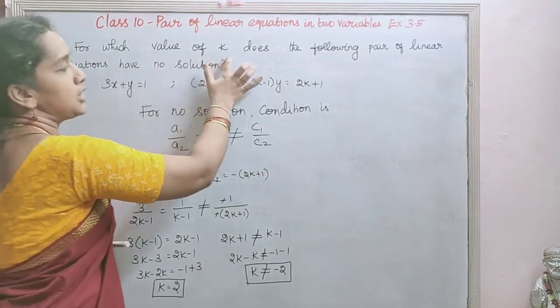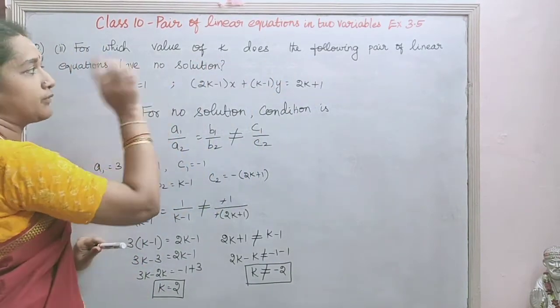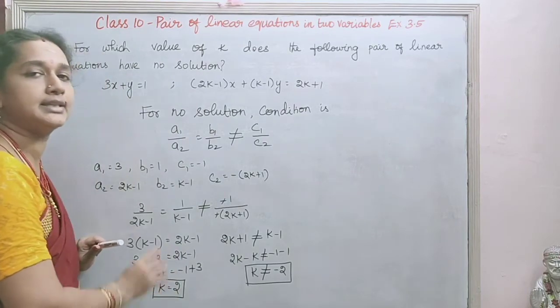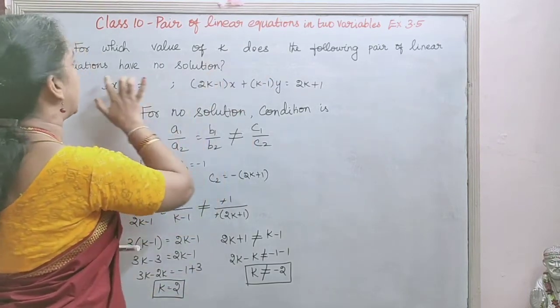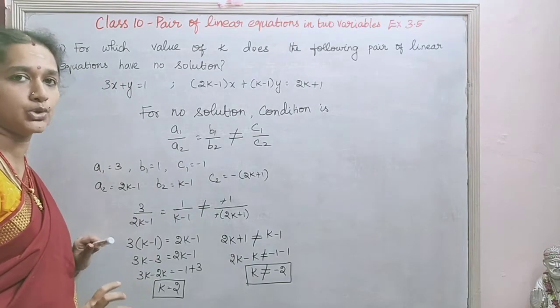So for what value of k does the following pair of linear equations have no solution? For k is equal to 2, the following pair of linear equations have no solution.